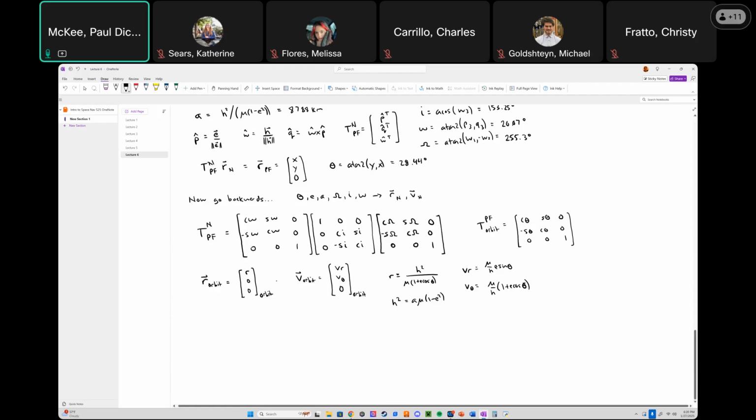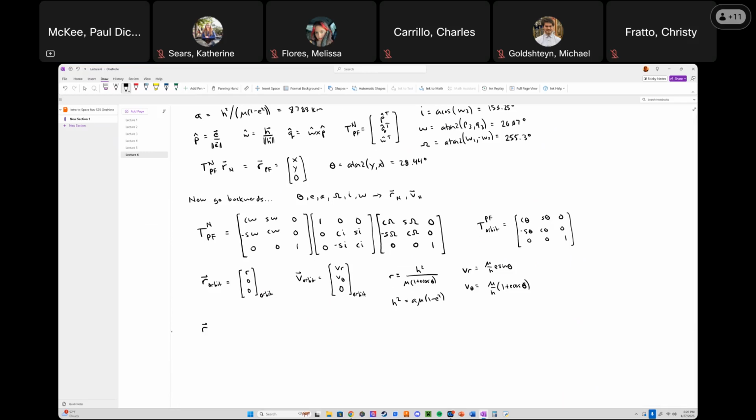But that's not what I asked for. I asked for the Newtonian frame. So will somebody help me bring it in for a landing? How do we get the position and velocity in the Newtonian frame? Multiply it by the transpose of the big matrix you made with the multiplication of the matrices.